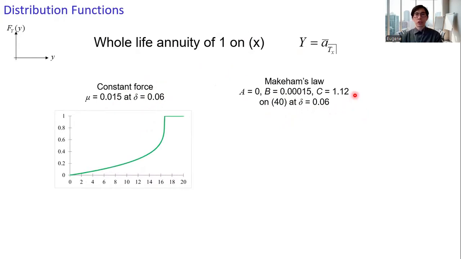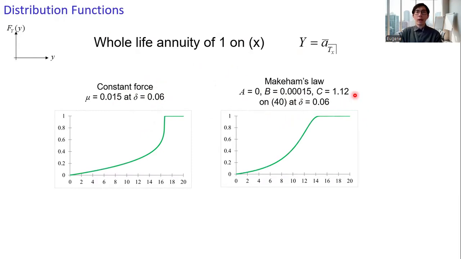All right, this is the shape for the CDF of Y. The minimum value for Y is 0 for continuous annuity. And then the maximum value for Y corresponds to the present value of a continuous perpetuity, which is 1 over delta. In this case, delta is 0.06. So we have the maximum for Y, 16.6667.